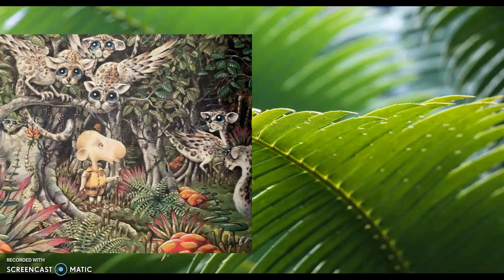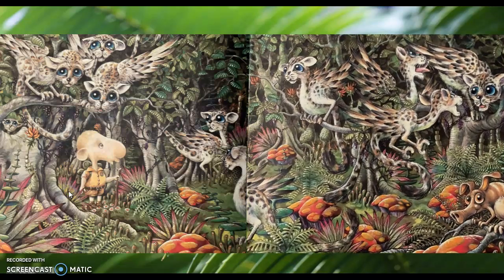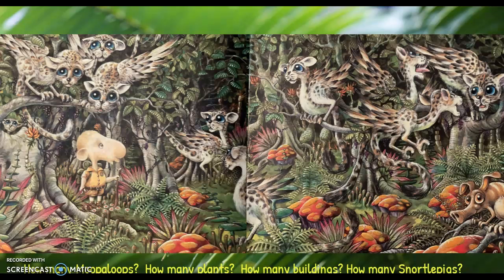Uno arrived in the forest on a beautiful day at the very beginning of spring. There to welcome him were 10 magnificent Moopaloops and one completely ordinary Snortlepig. Uno loved the forest so much that he decided to live there. I can see on this page Moopaloops, plants, and a Snortlepig. Do you see any buildings?